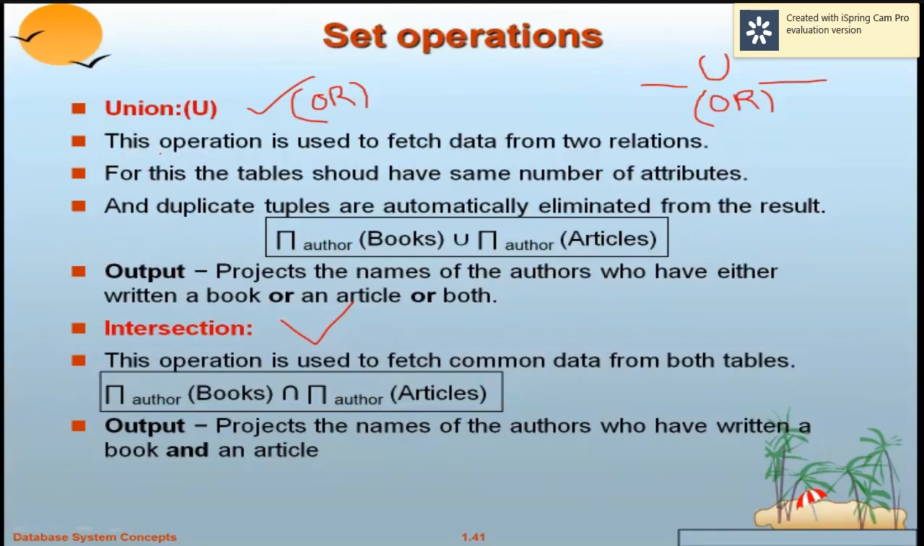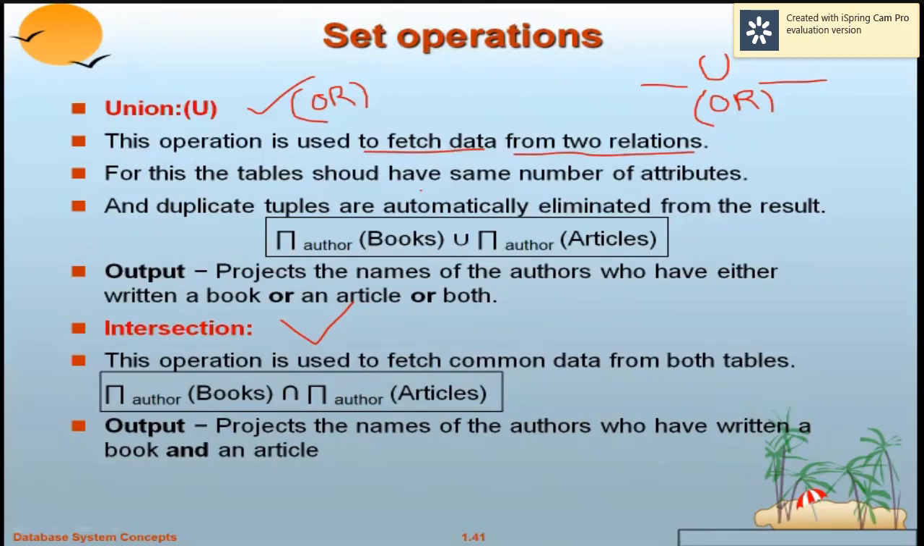So what does it say? This operation is used to fetch data from two relations. What is meant by relation? Relation is nothing but the table. It is used to fetch the data from two relations. Next one, for this, the tables should have the same number of attributes. This is one condition that has to be satisfied.